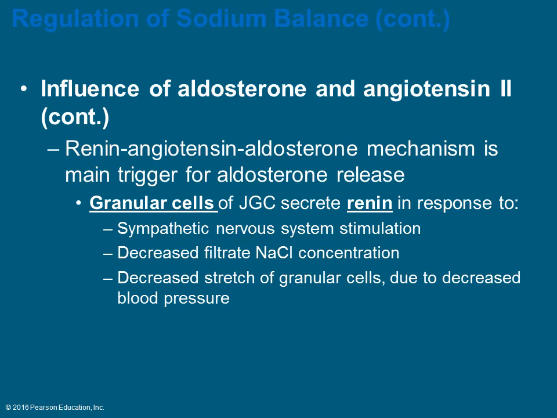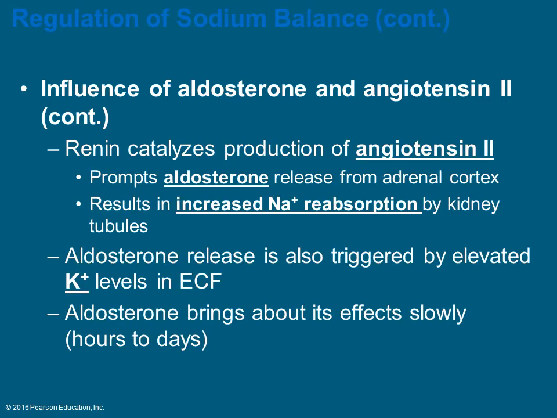The renin-angiotensin aldosterone mechanism is one of your main triggers for the release of aldosterone, and the cells are going to be stimulated by the nervous system. It's one of the main stimuli for it. So aldosterone is regulating the amount of sodium, whether it's being reabsorbed or not, which has an influence on water flowing in. How is aldosterone being regulated?